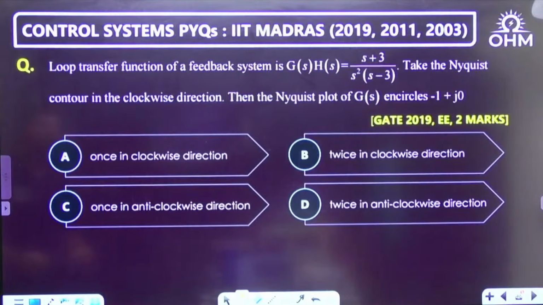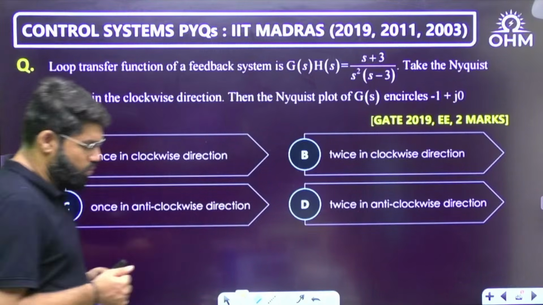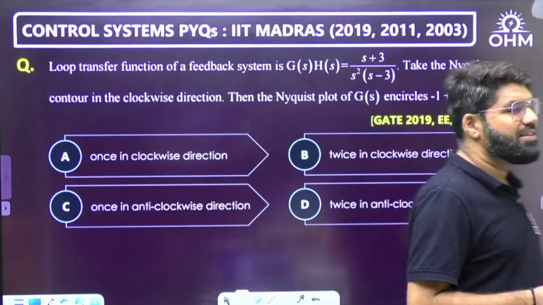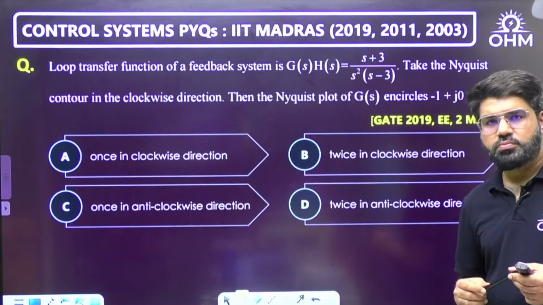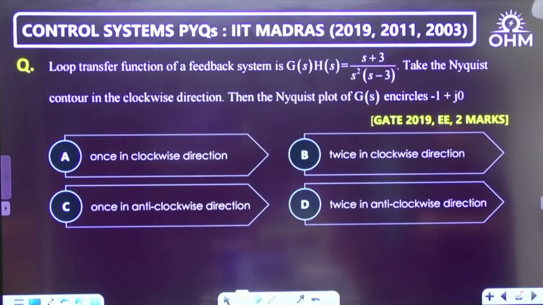The loop transfer function of a feedback system is G(s)H(s) equals (s plus 3) upon s squared (s minus 3). Take the Nyquist contour in the clockwise direction. Then the Nyquist plot of G(s) encircles minus 1 plus j0 how? See this.